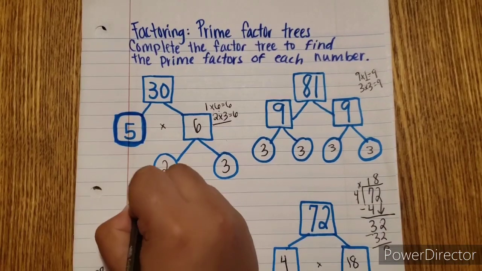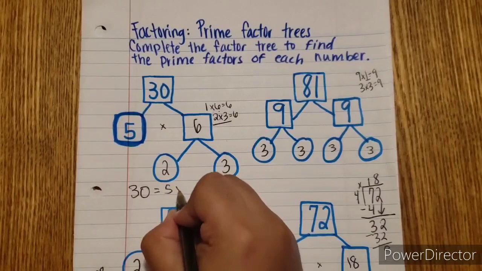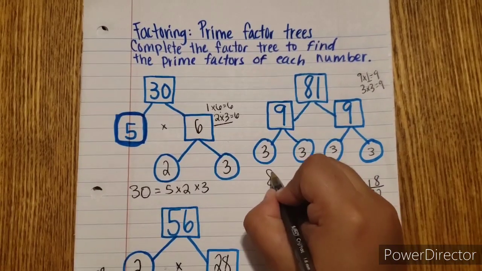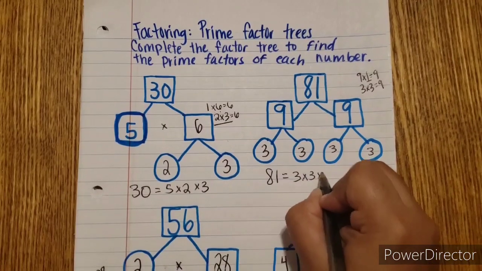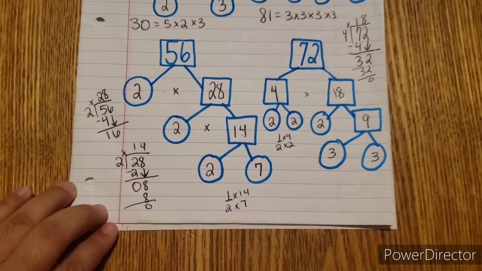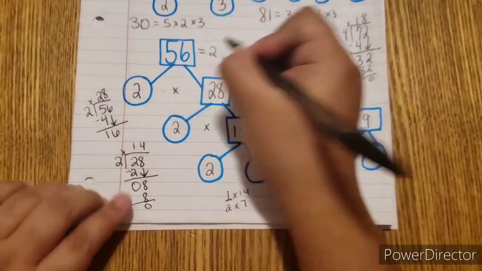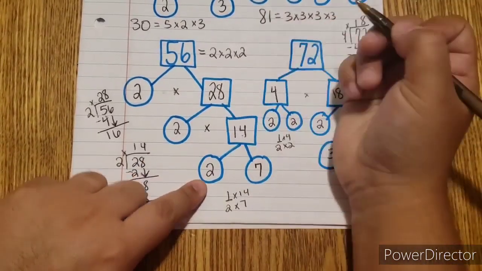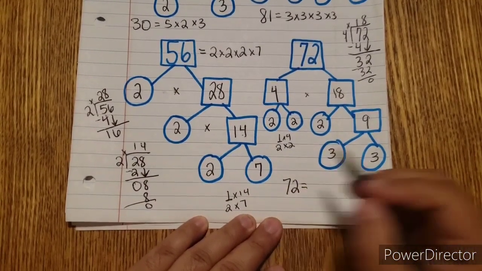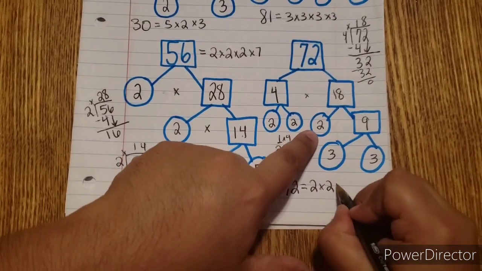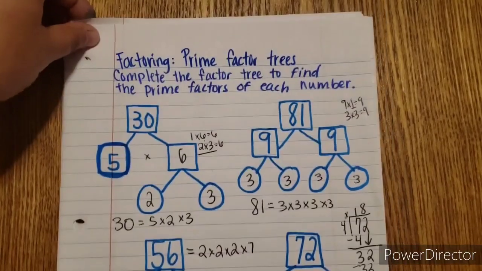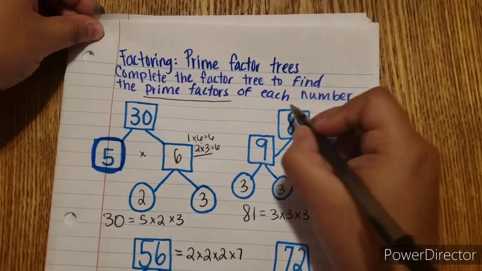So the prime factors for 30 would be 5 times 2 times 3. The prime factors for 81 would be 3 times 3 times 3 times 3, because those are the last digits. Now, for 56, 56 would equal 2 times 2 times 2 times 7. Now for 72, 72 would equal 2 times 2 times 2 times 3 times 3. So those are called prime factors for each of these numbers.